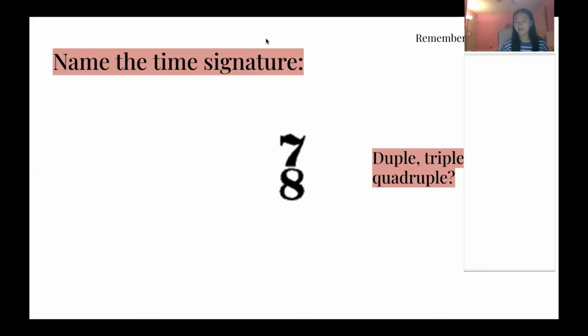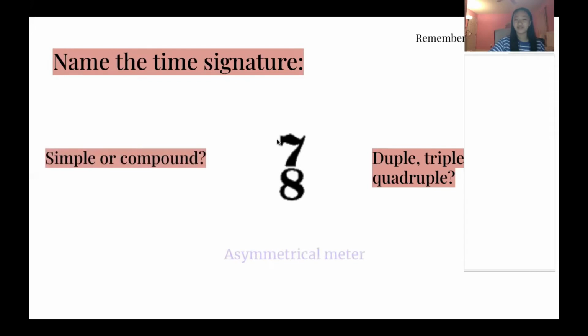This one is kind of a trick question, but remember, it can be either simple, compound, or asymmetric. The rest of you can type your answer in the chat. Remember I said it is asymmetric. Very close, you have the right idea. If the top number isn't 2, 3, or 4, and you can't divide it by 3, so it doesn't match either the simple or compound description, then it's asymmetric.